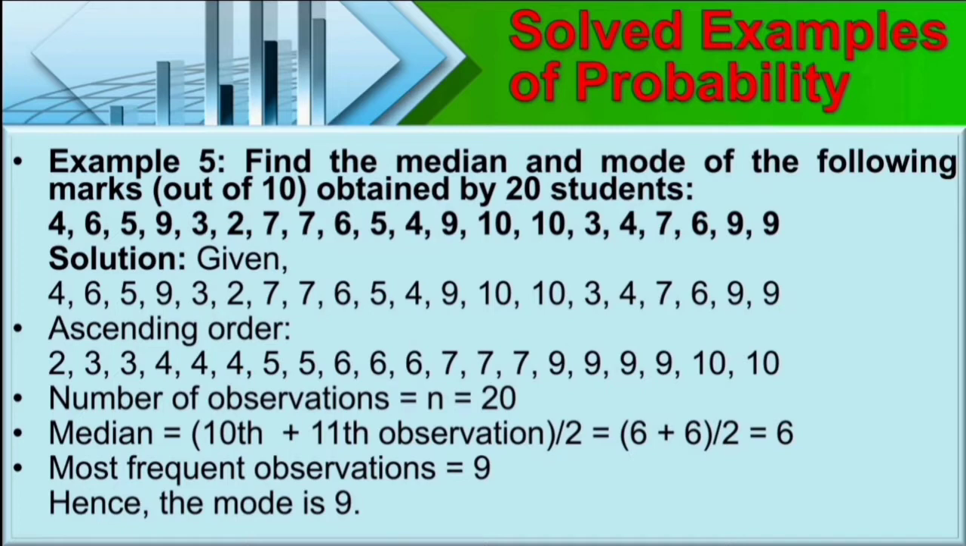First we will write the data in ascending order. Number of observations is equal to 20. So median will be the average of the 10th and 11th observations, which is 6 plus 6 divided by 2, equal to 6. So the median is equal to 6. Most frequent observation is 9. Hence the mode will be 9.